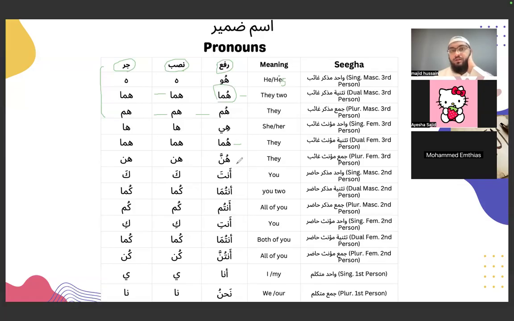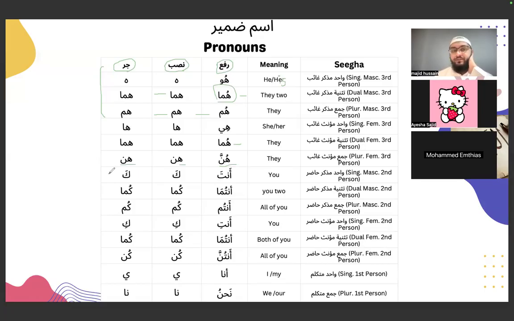The other one, hunna, also for jama muannath ghaib, third person. It gives a translation of they, referring to females. And it remains the same throughout rafa, nasab, and jar.